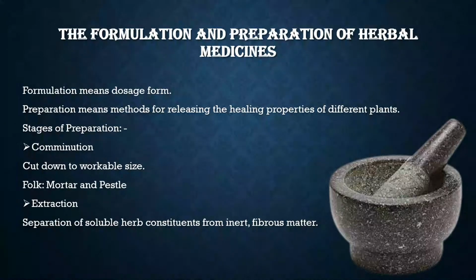But most herbs that we buy from the herbal stores, we'll find them already shade dried and powdered. So we normally just go straight ahead to the next stage, which is extraction. And extraction here is just separation of soluble herb constituents, that is the healing properties in the herb, from inert fibrous matter. Like you're separating these chemical compounds from the fiber and from the hard things that are in the powder, so that they can get dissolved in the water. We'll see deeply into this.